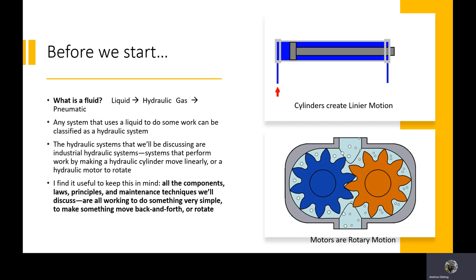Any system that uses a liquid to do some work can be classified as a hydraulic system. The hydraulic systems that we are discussing are industrial hydraulic systems, systems that perform work by making a hydraulic cylinder move linearly or a hydraulic motor to rotate. I find it useful to keep in mind all components, laws, principles, and maintenance techniques we'll discuss are all working to do something very simple, to make something go back and forth or to make something rotate. That's literally it. There's no more magic to it than that.